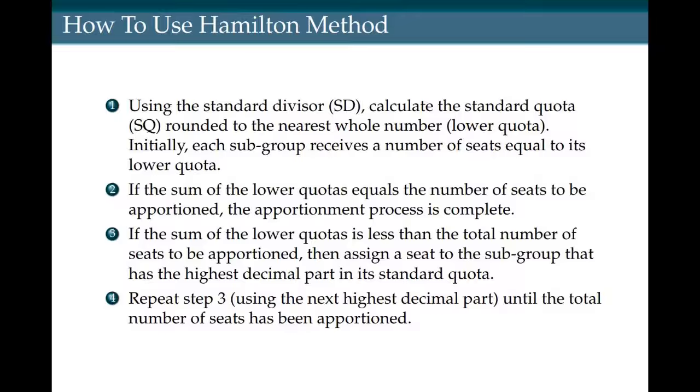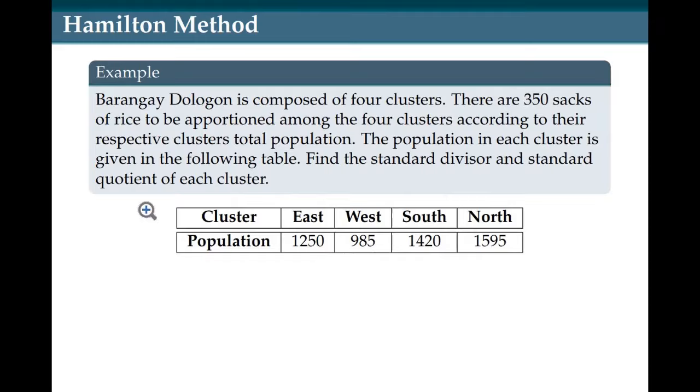To illustrate the Hamilton plan, we will consider the following example. Barangay Dologan is composed of 4 clusters. There are 350 sacks of rice to be apportioned among the 4 clusters according to their respective clusters' total population. The population in each cluster is given in the following table. Find the standard divisor and standard quota of each cluster.